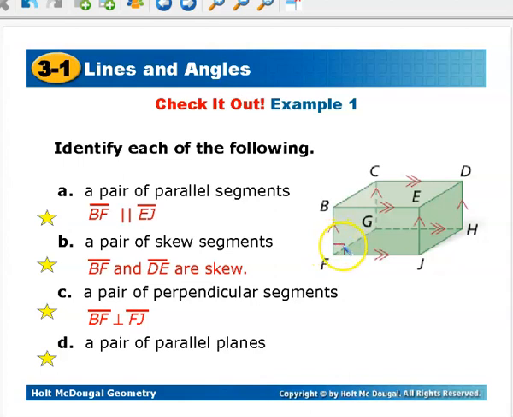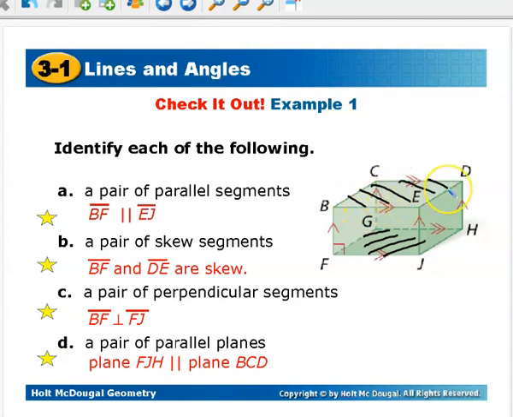A pair of perpendicular segments is something you can look for there. Sometimes there might be a right angle symbol, for BF and FJ. Now, that's not to say that you don't have a right angle here created by perpendicular lines, as well as back here and a number of other places on this diagram. And lastly, parallel planes could be FJH, this one at the bottom, and BCD here at the top.